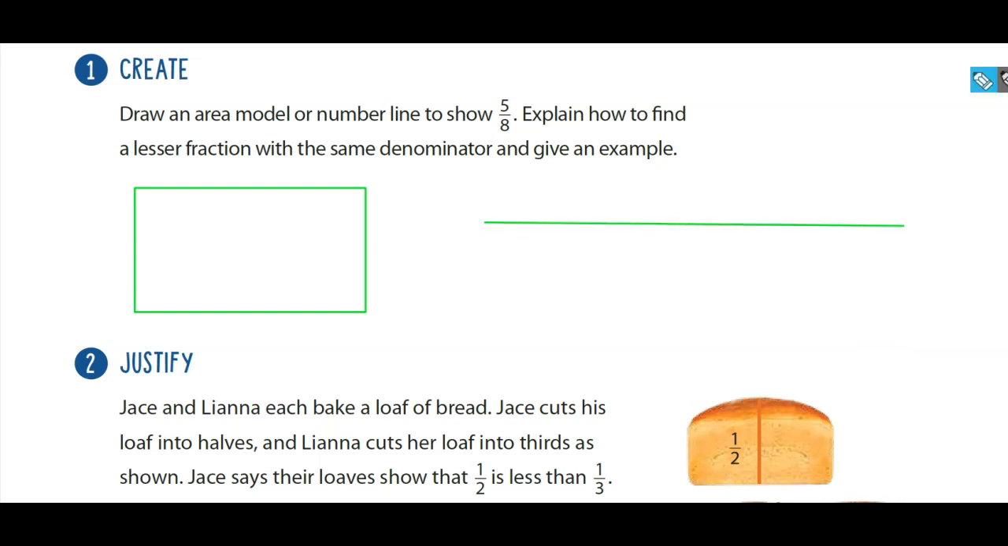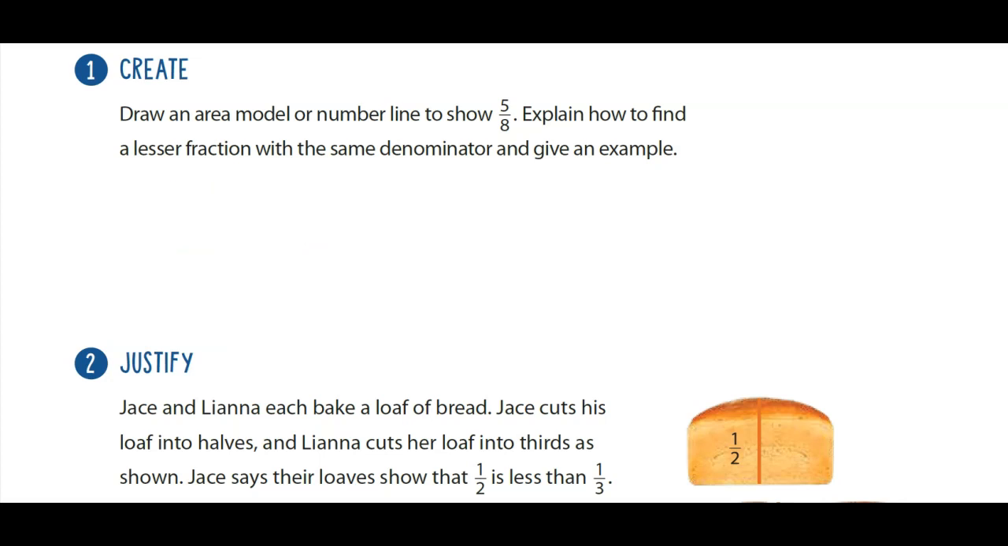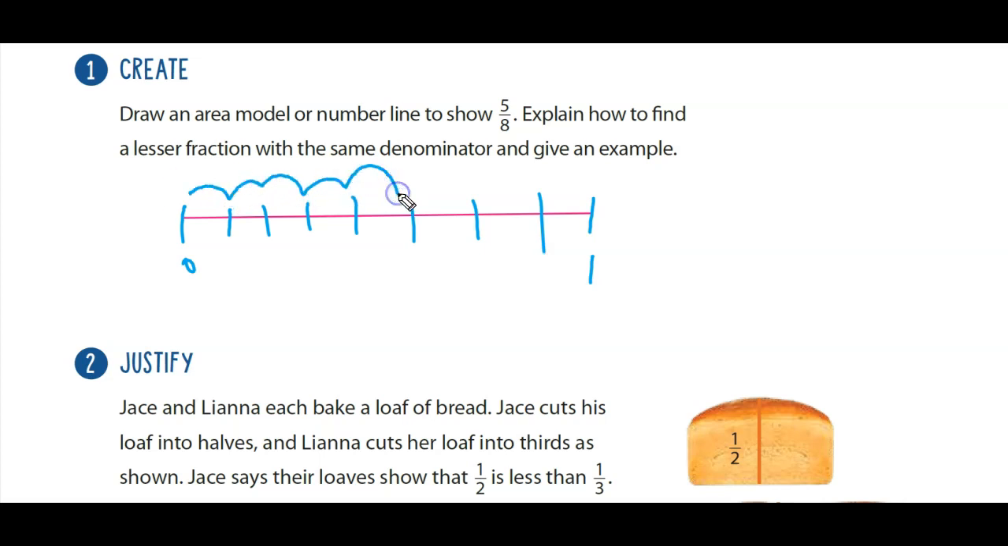Okay. So this one. This is zero. This is one. And it should be eight. One, two, three, four, five, six, seven. Roughly, right? If I'm going to do eighths, I'm going to need seven lines. And it says to explain how to find a lesser fraction than this with the same denominator and give an example. So I need to find five eighths. So I have one, two, three, four, five. So this is five eighths.